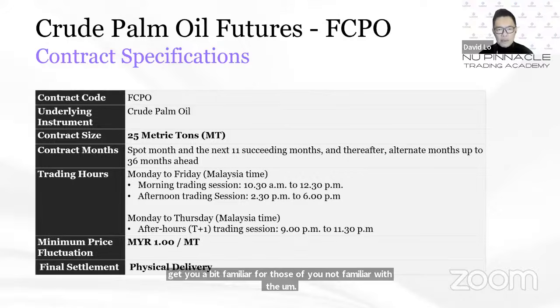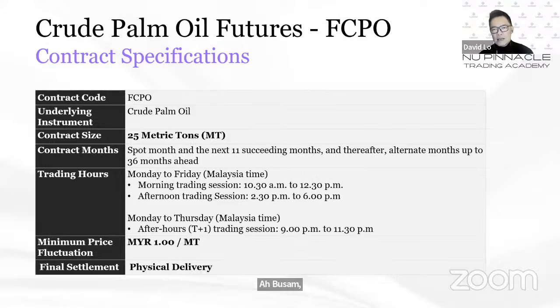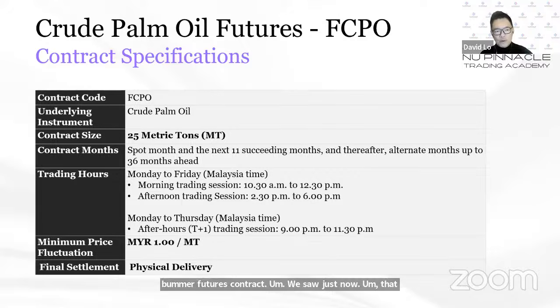We're going to talk about the two very active contracts. The most active contract on Bursa Malaysia Derivatives is the FCPO, which is the crude palm oil futures contract. We saw just now that it's 25 metric tons, so every time you trade one contract of FCPO, you're trading 25 metric tons of crude palm oil.